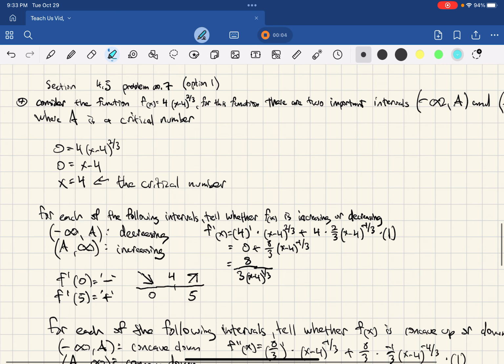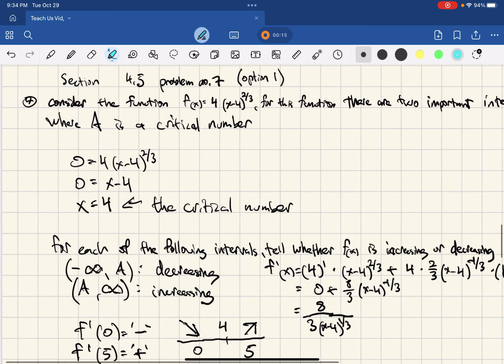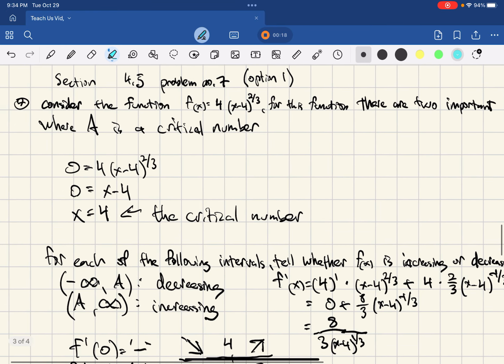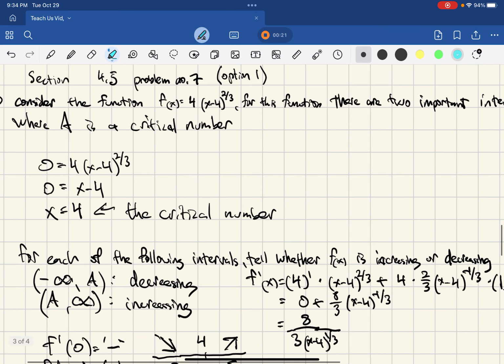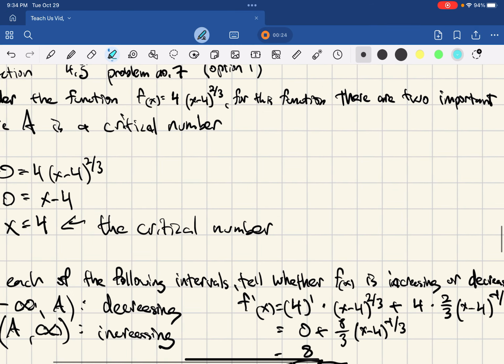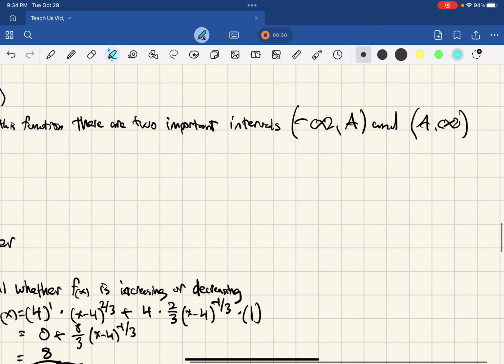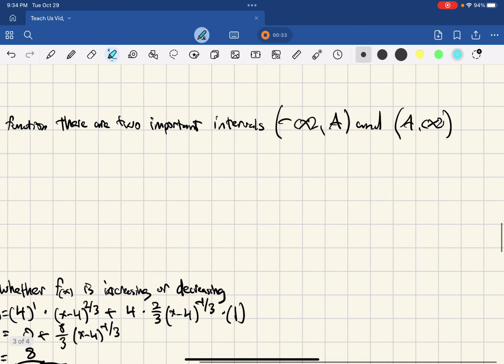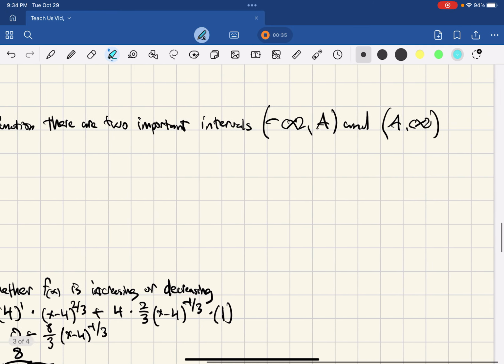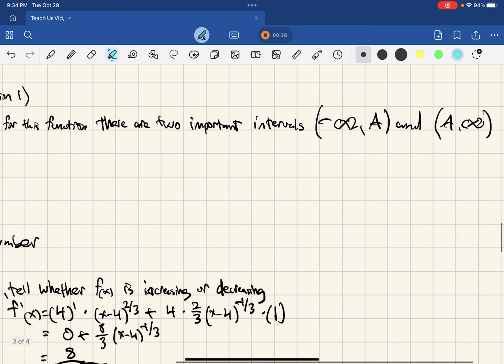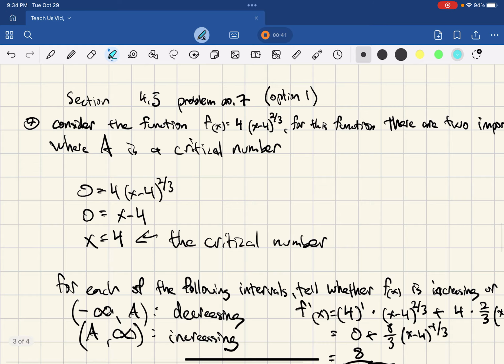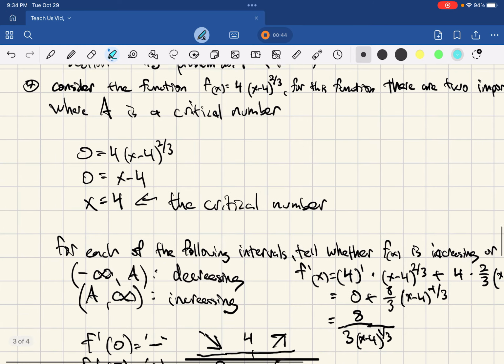Section 4.5, problem number 7 for the teach us video about derivatives and the shape of the graph. It is asking us to consider the function f of x equals 4 times (x minus 4) to the power of 2 over 3. For this function, there are two important intervals, negative infinity to a and a to positive infinity, without the brackets on both of them. And it tells us a is a critical number.